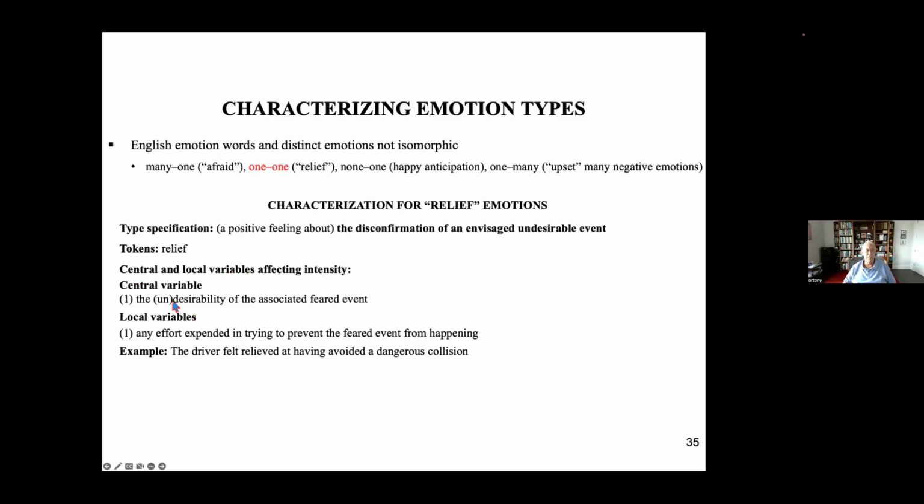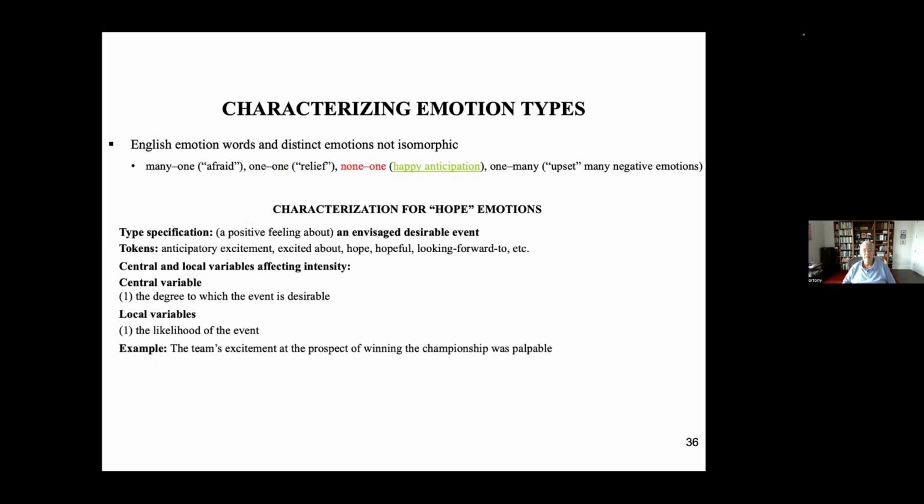Central and local variables, again, the undesirability here of the associated feared event, and any effort expended. Here's a different local variable, the effort expended in trying to prevent the feared event from happening. So the driver felt relieved at having avoided a dangerous collision. Notice that it's not necessarily the case that the person had actually experienced fear prior to avoiding the collision, only that once avoided, relief was experienced. May have time to come back to that.